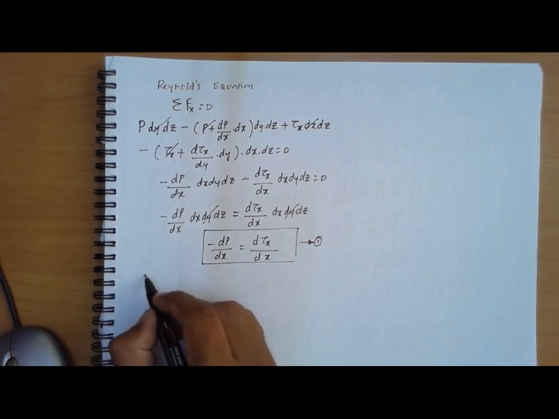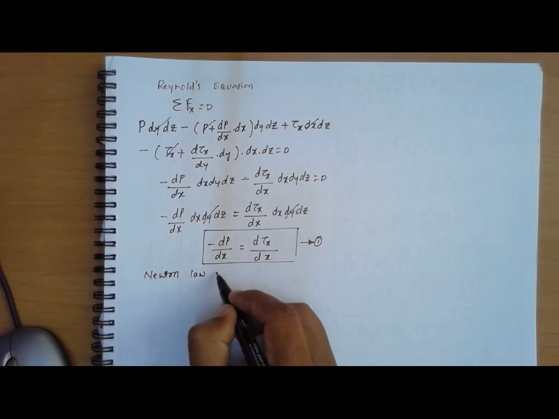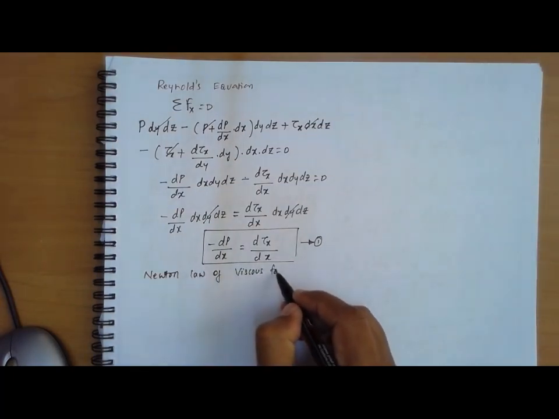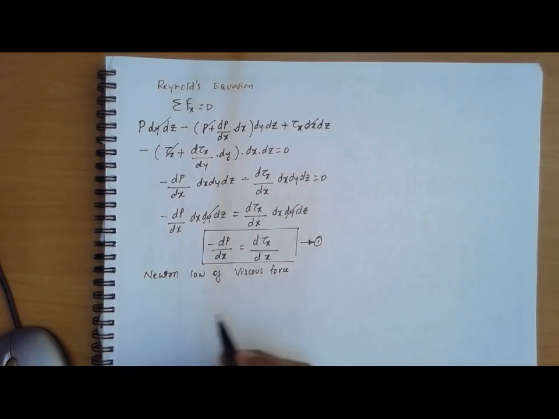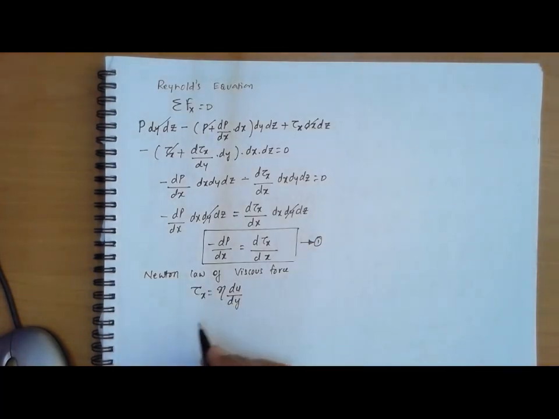So from Newton's law of viscous forces, we know that shear stress is directly proportional to the rate of shear. So you can rewrite this tau x as absolute viscosity eta into dou u by dou y, where dou u is the velocity at each layer of the converging oil film, and dy is the thickness of each layer of the converging oil film.